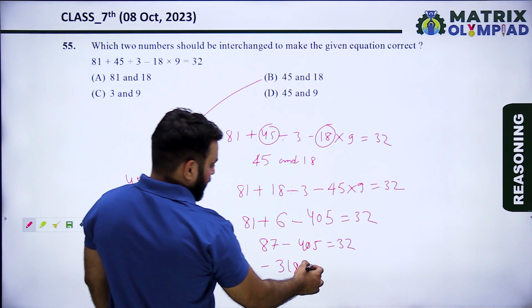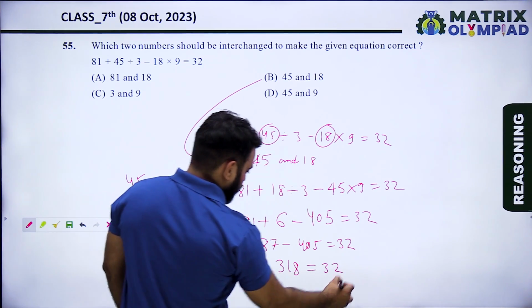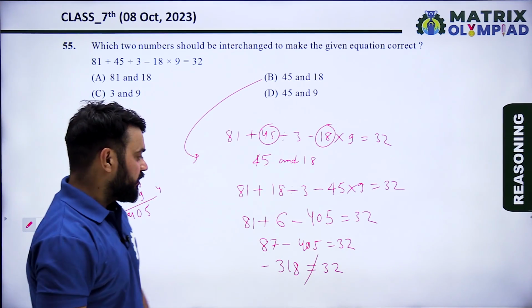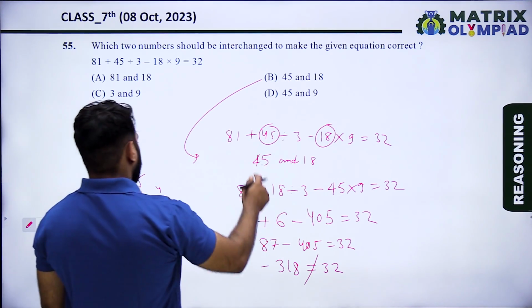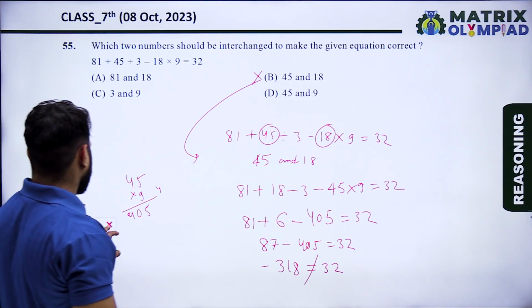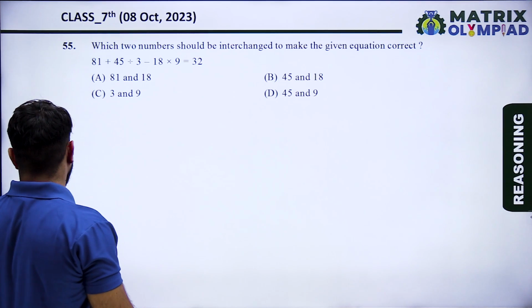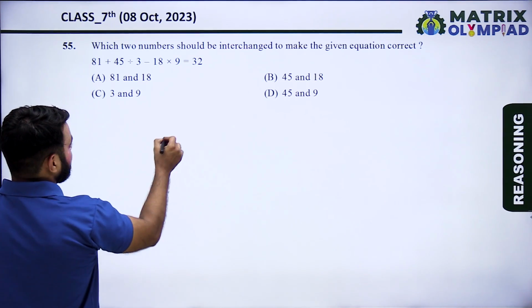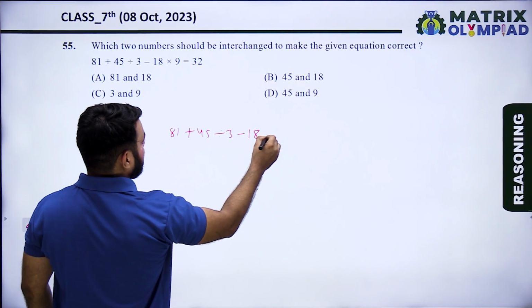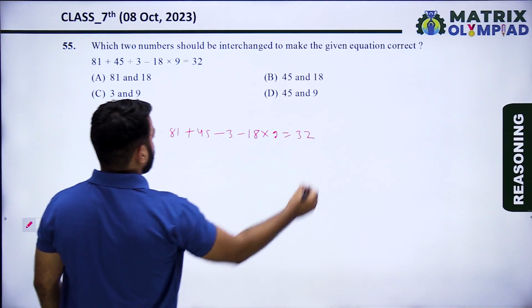318 is equal to 32. So minus 318 never equals 32. So option B is the incorrect option. Now taking option C. Option C is 81 plus 45 divided by 3 minus 18 into 9 is equal to 32.